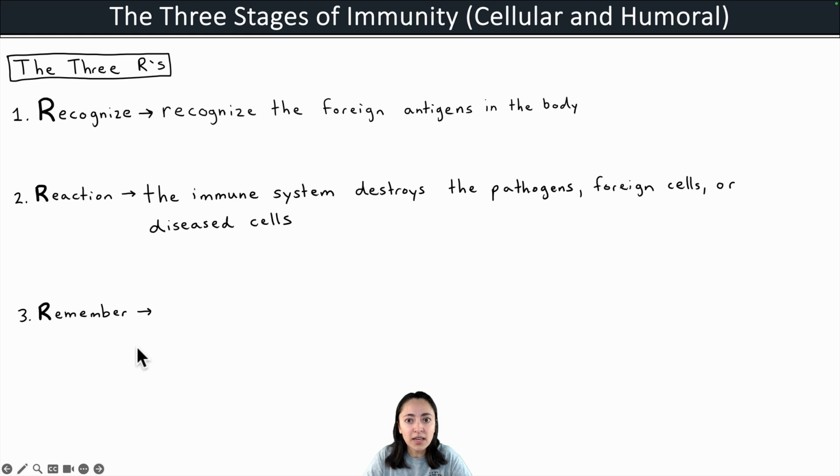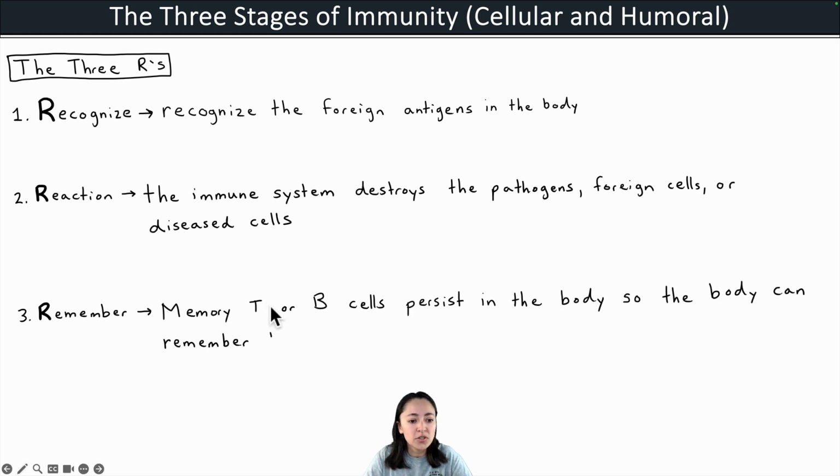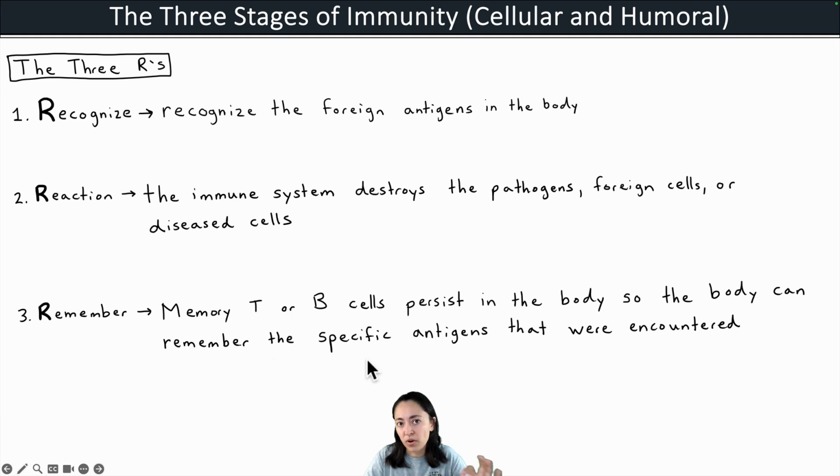And then finally, our adaptive immune system will remember the pathogen. So our adaptive immune system will form memory T cells or memory B cells. These will persist in the body, so the body can remember the specific antigens that were encountered. The next time you're exposed to that pathogen, your body will be able to initiate an immune response much quicker and therefore usually prevent you from even getting sick.